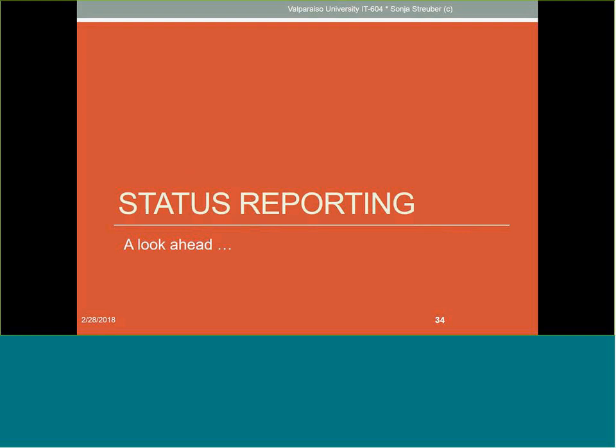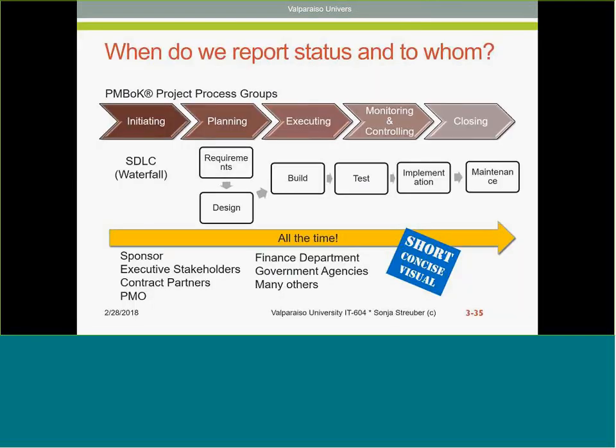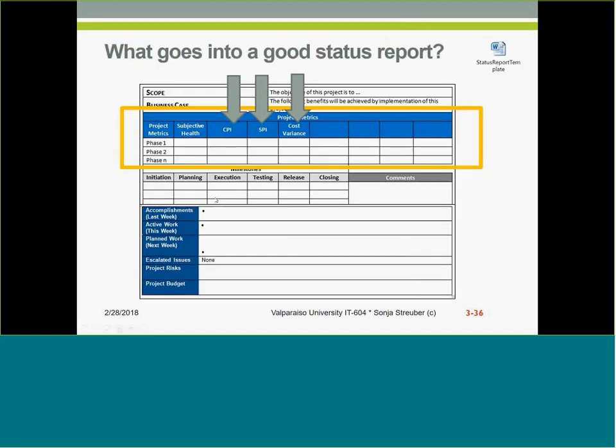In fact, we report project status all the time, and here are the people who are interested in these 2 most important project quality measures: the cost performance index and schedule performance index. And in typical status reports, CPI, SPI, and cost variance are always being tracked. Now, that report is what we will be talking about in a little bit more detail in a later week.